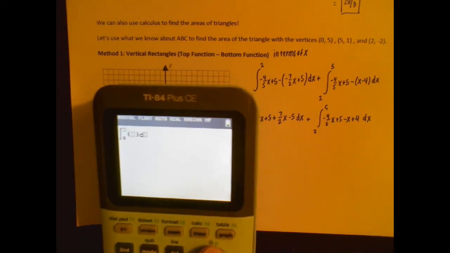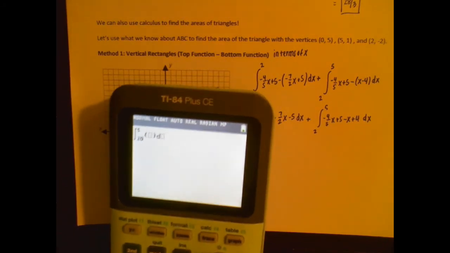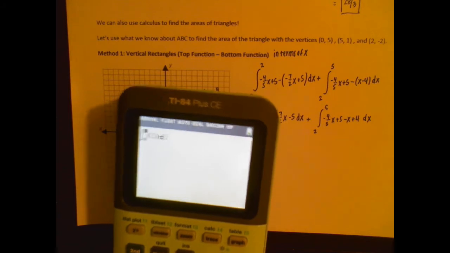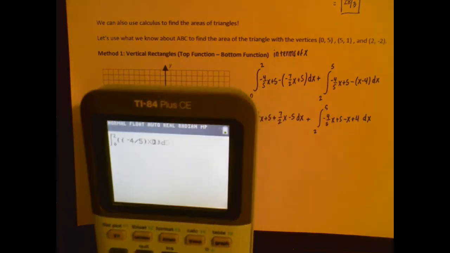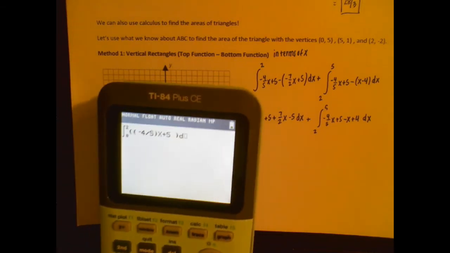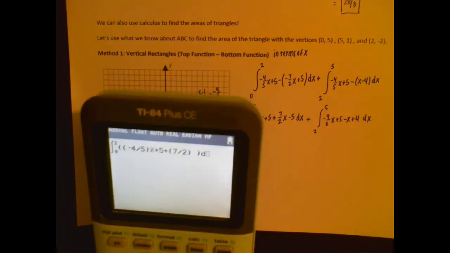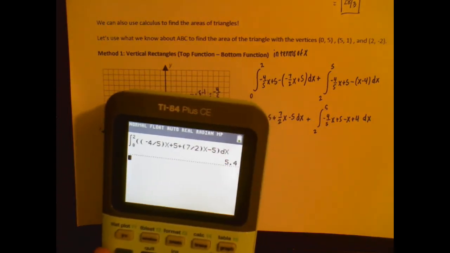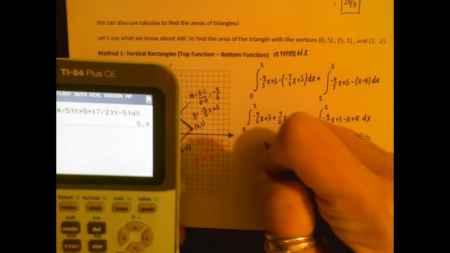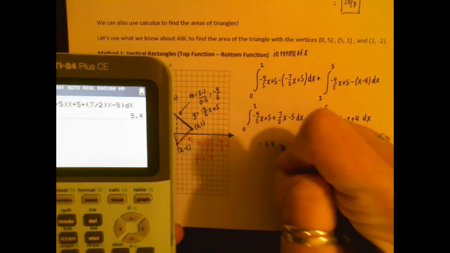So I'll do 0 to 2. And then I'll just put the -4/5 x plus 5 plus 7/2 x minus 5 dx. So it looks like this part here is 5.4.